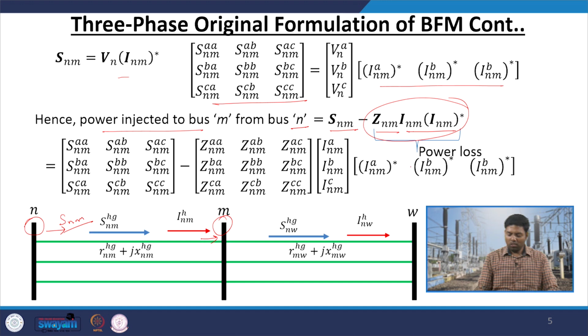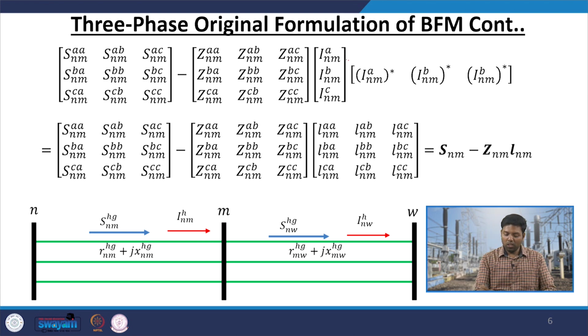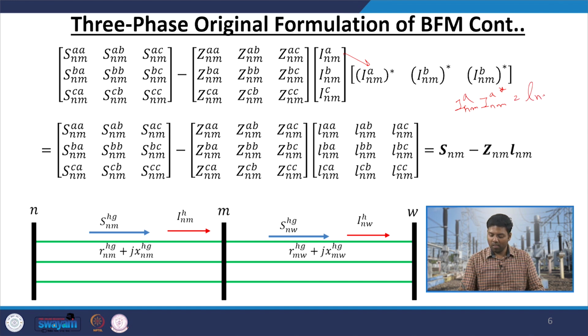Now we will do the matrix multiplication. If you extend it, then the equation will look like this. Then you do this matrix multiplication, and each and every multiplication of this, that means Inm a star multiplied with Inm a, this will give you the l n m a.